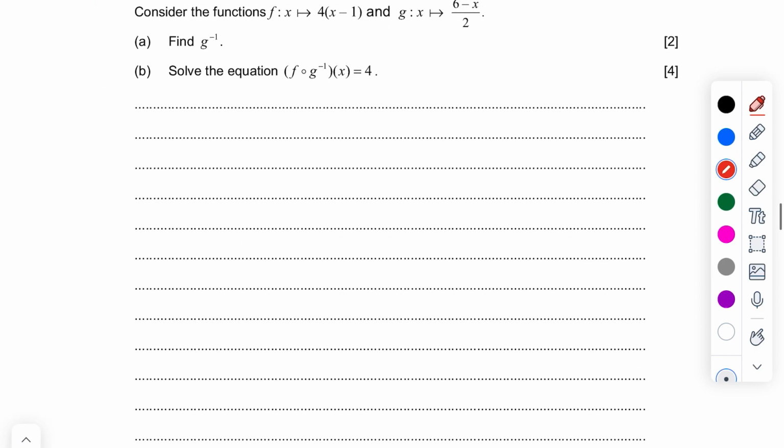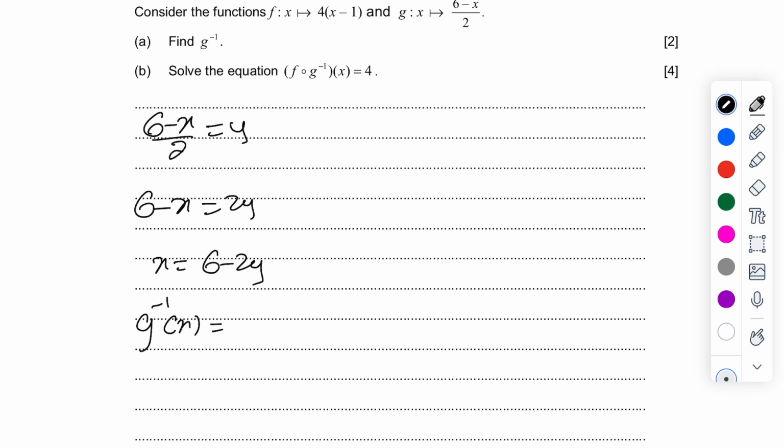Question number 21. g inverse of x: 6 minus x upon 2 equals y, 6 minus x equals 2y, so x equals 6 minus 2y. So g inverse of x equals 6 minus 2x.